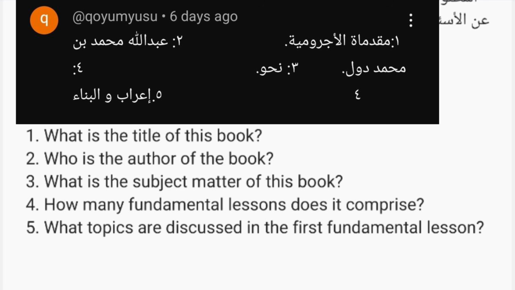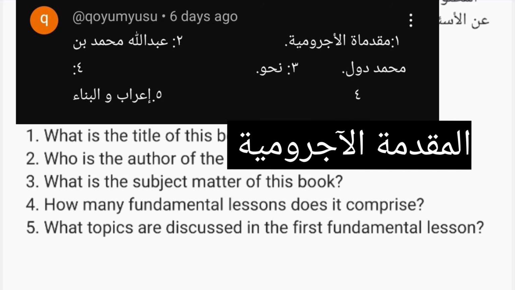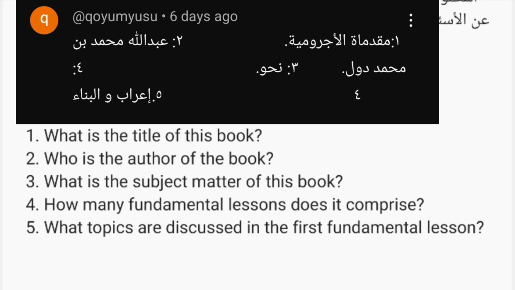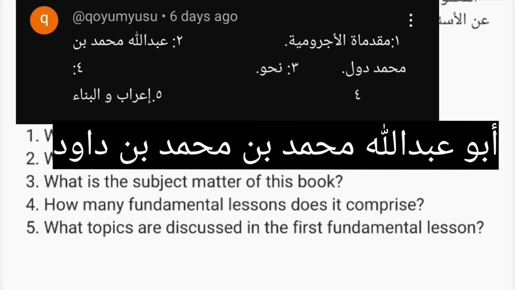The first question was, what is the title of this book? The answer should have been Al-Muqaddimah Al-Ājurrūmiyyah. So there's no alif after the meem, and we should include alif lam. Al-Muqaddimah Al-Ājurrūmiyyah. We have a madda on the alif, not a hamza. Ajrumiyyah. The second question, who is the author of the book? The author's kunya is Abu Abdullah. Abdullah is not his name. So Abu Abdullah, Muḥammad ibn Dāwūd. So the spelling of Dāwūd, you need to check that, inshallah.